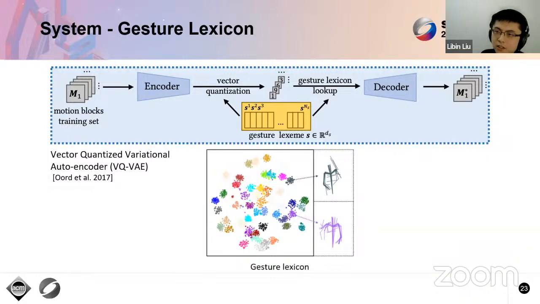This VQ-VAE setting quantizes the latent space. The latent space was a continuous space, and now we quantize it into a discrete set of latent codes, and we find that each latent code naturally corresponds to a cluster of motions, where the motions in each cluster are similar with small variations. So after training this VQ-VAE, the codebook becomes the gesture lexicon of this work.